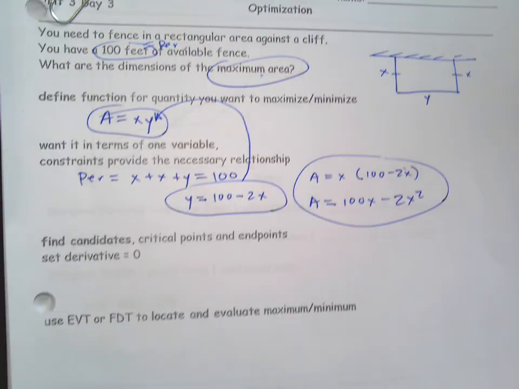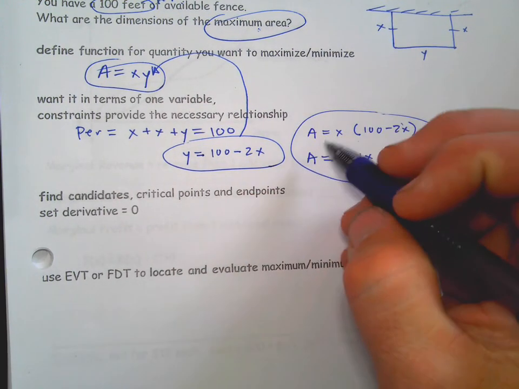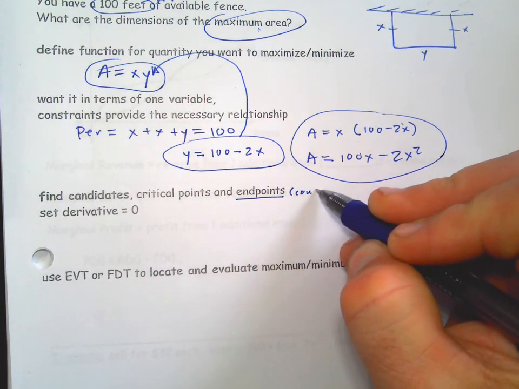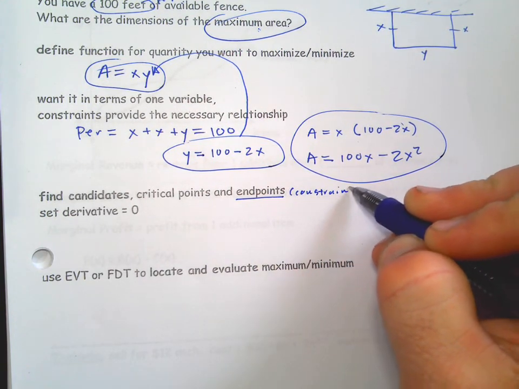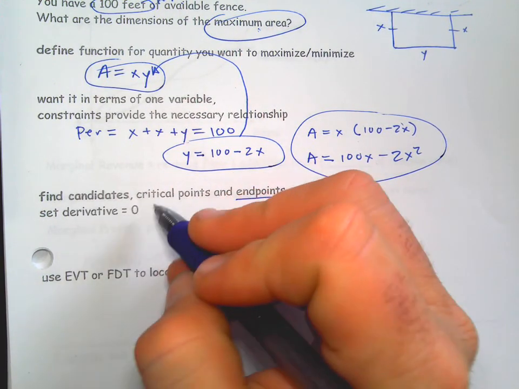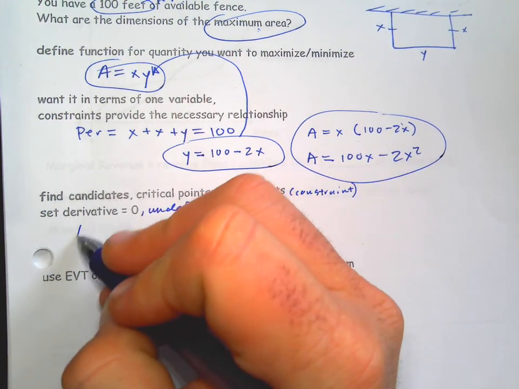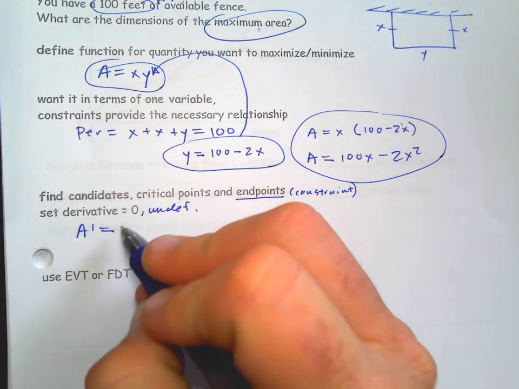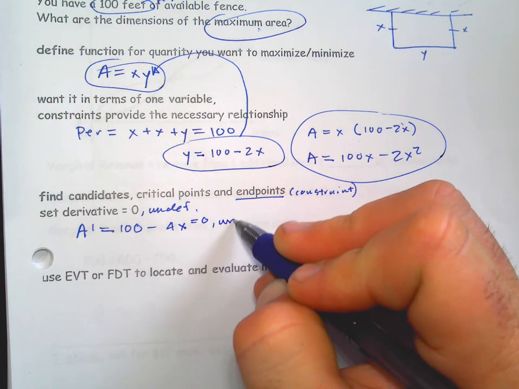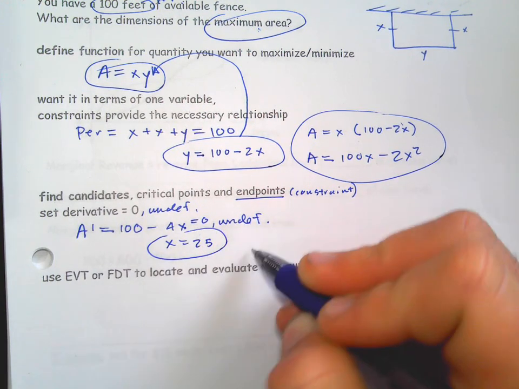So now we need to find the candidates, the places where it could happen. And this is just extreme value theorem. The endpoints are usually some other kind of constraint, just realistic or whatever. But for the critical points, we're going to set the derivative equal to 0 or undefined. So we have to take the derivative of A, and so that's going to be 100 minus 4x equals 0 or undefined. And in this case, we get x equals 25. So that's your critical point.